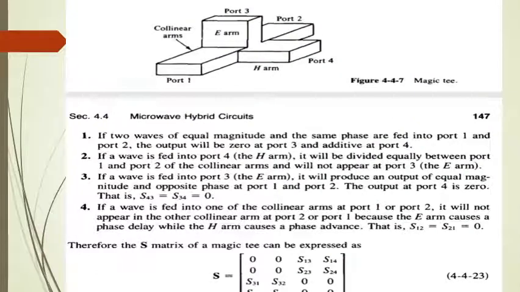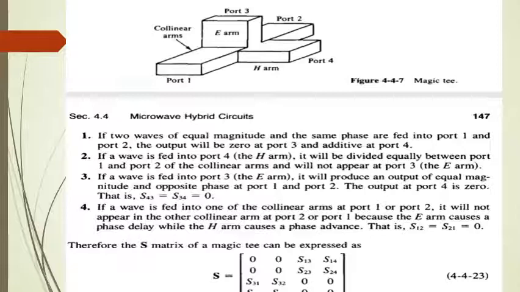Now, when we talk about combination of E and H-plane T, next comes the topic called as magic T. Other name of this magic T is also called as hybrid T. What is the name? It is also called as hybrid T.